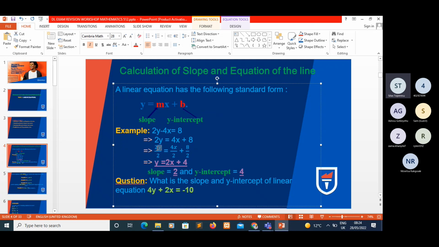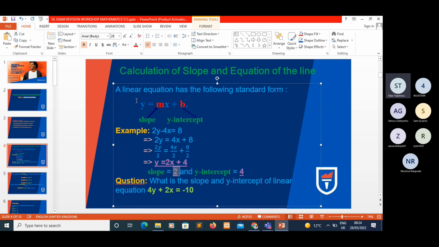This is exactly what I did here, which means for me to be left with y here, I have to divide each and every term by what? By 2. So here is what I am left with when I divide. I now have y equals what? 2x plus 4. So now I can simply pick my slope from that equation. I know that my slope is the value that is attached to x, which is what? Which is 2. That's how I simply get my slope from that linear equation.